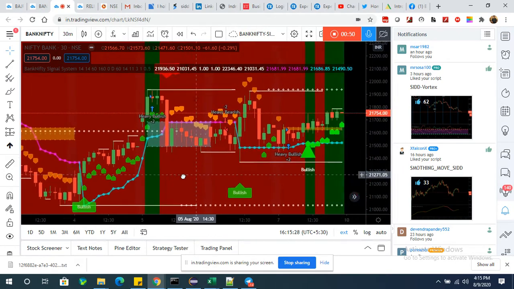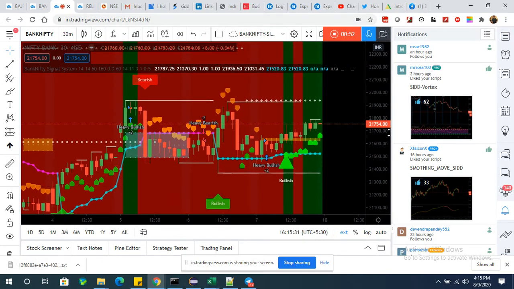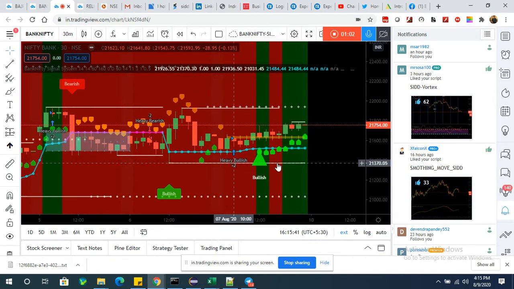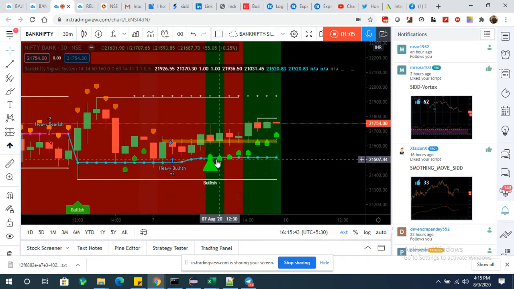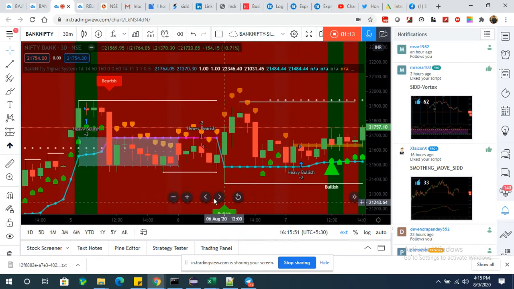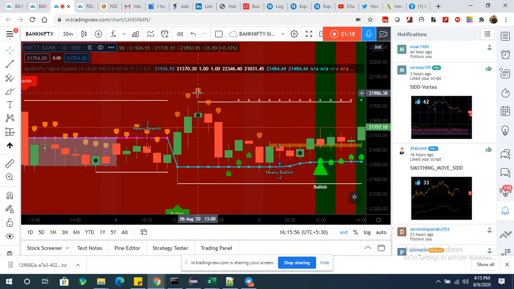And we have signals. There are three kinds of signals. If you see, bullish signals are there, correct? The heavy bullish signal is there, and apart from that you will see there are upside arrow marks. And about the downside, there are bearish signals, a heavy bearish signal, and downside arrows. Okay, so how to trade with this chart, let me explain to you.